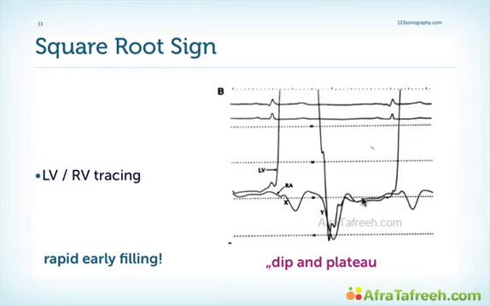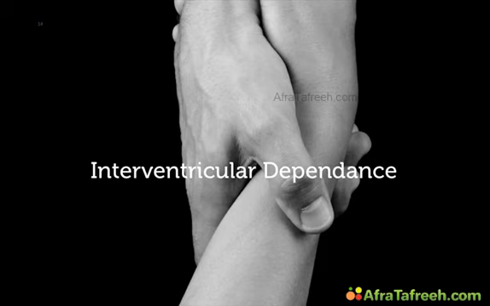In other words, we have a very typical shape of the diastolic curve of the left ventricle, and also of the right ventricle actually, which is called dip and plateau, or also the square root sign. This is a typical finding you will see in the setting of constriction. But to make the diagnosis with echo, there's another physiologic feature which is more important. A feature we already encountered in the setting of tamponade, and it is that of interventricular dependence.